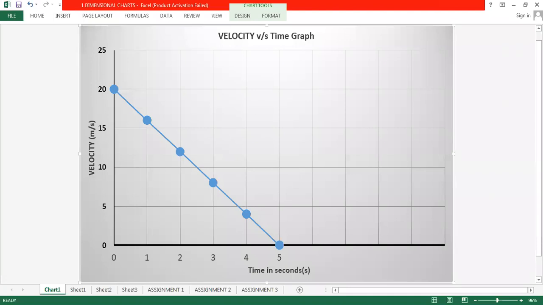Chalo. Your graph looks something like this. Now, I want all of you to calculate the distance covered during this retardation. During this retardation, how much is the distance covered? Come on, class, tell me. How much is the distance covered during this retardation?